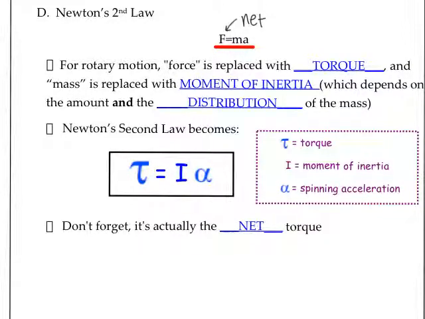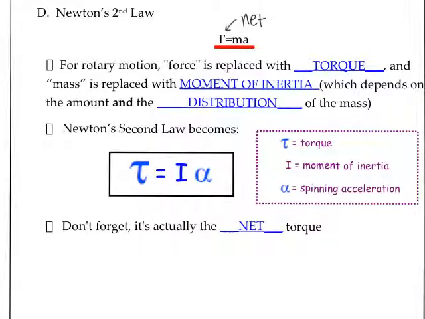And we will replace mass with moment of inertia, which is our I. And remember, moment of inertia is something that depends on the amount and the distribution of mass. So how far out are you from the axis of rotation is going to be really important. And then lastly, our acceleration will be replaced with angular or spinning acceleration. So when we put these together, instead of F equals ma, we will have torque equals I alpha. And then I wrote down what each of those variables mean for you over to the side right here.